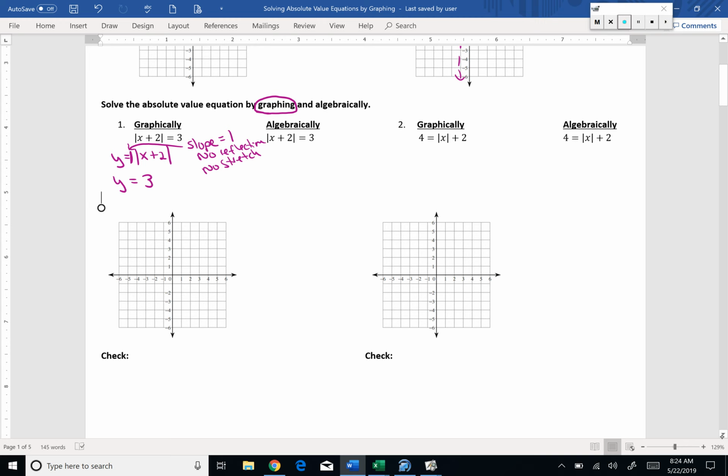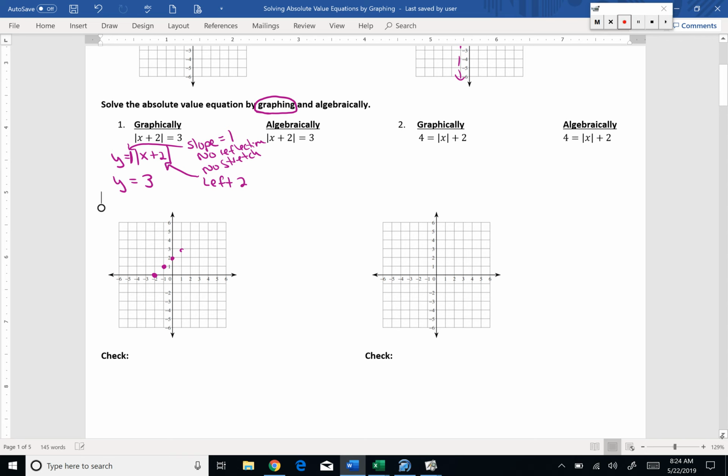The plus 2 inside the bars is going to make me go left 2. So this particular absolute value one just goes left 2. It doesn't go up or down at all. It doesn't stretch, doesn't reflect, doesn't shrink. All it does is move left 2. It's one of those basic ones, and my slope is just 1.